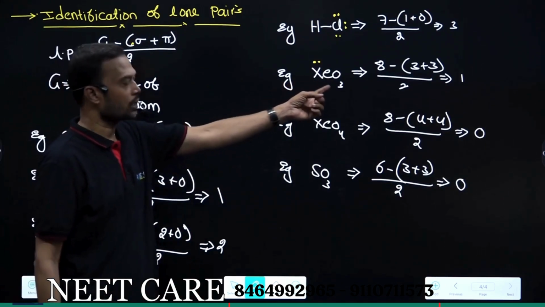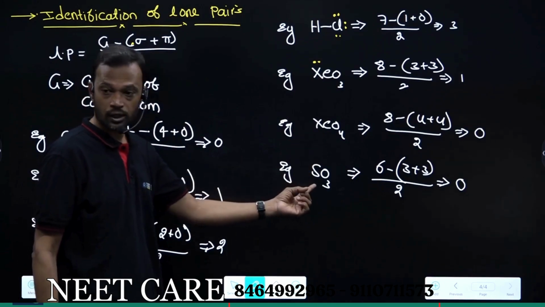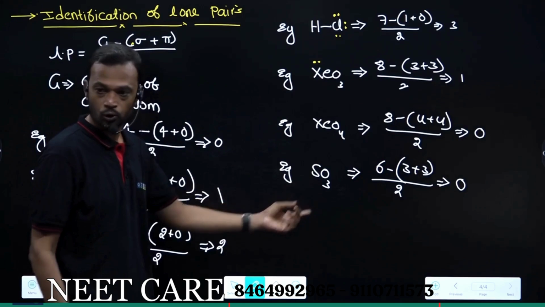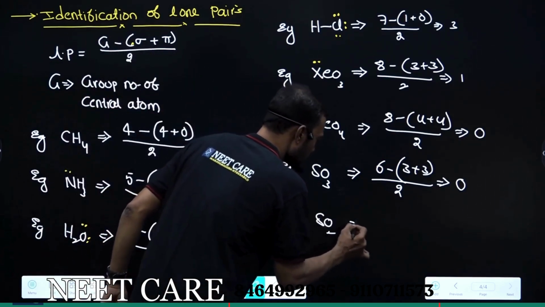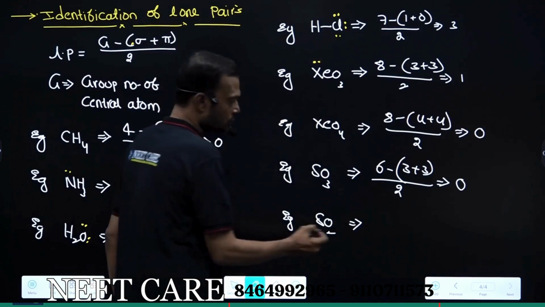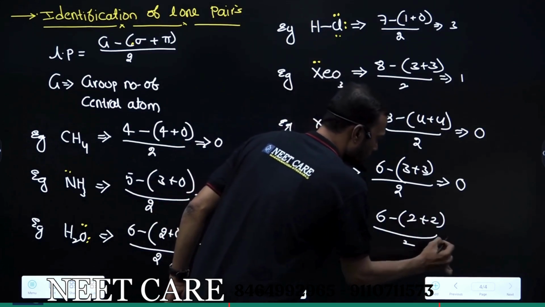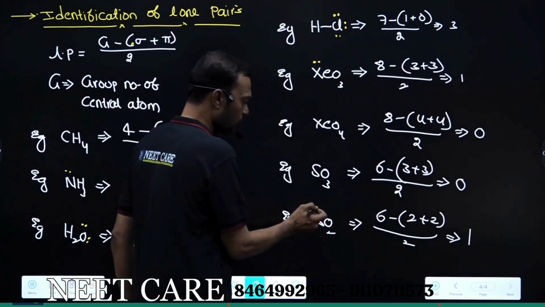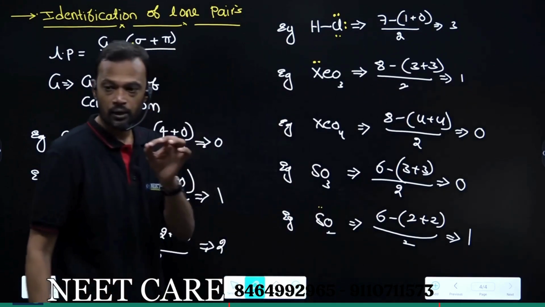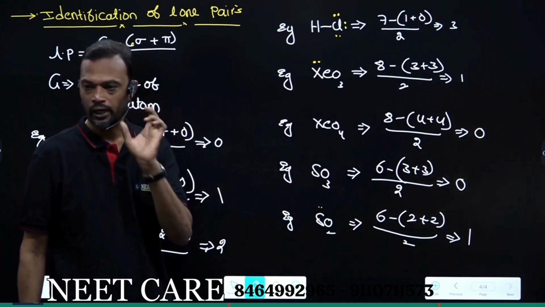You can guess very easily. Xenon trioxide, 1 lone pair. Xenon tetroxide, no lone pair. Sulfur trioxide, no lone pair. Can you guess sulfur dioxide? How many lone pairs are present? Sulfur belongs to 6th group, and here 2 sigmas, 2 pi, divide by 2. 6 minus 4 by 2, 2 by 2, that is 1. Means sulfur carries 1 lone pair. Remember, we are calculating the number of lone pairs only on one atom.